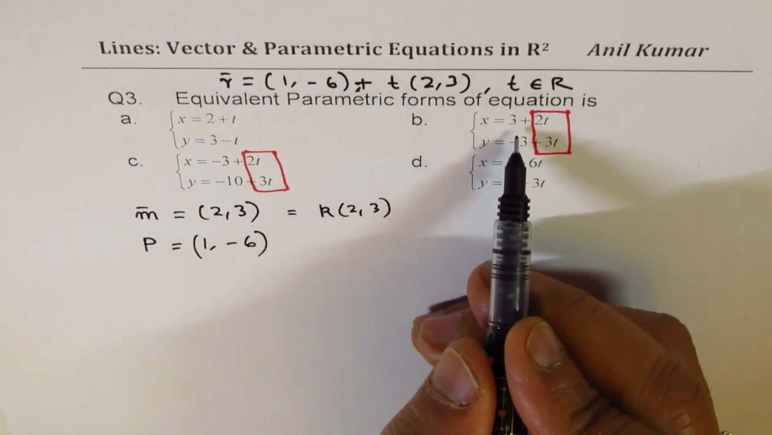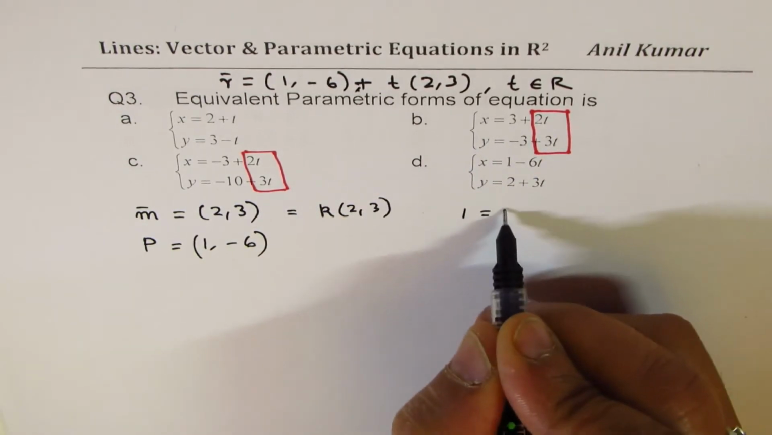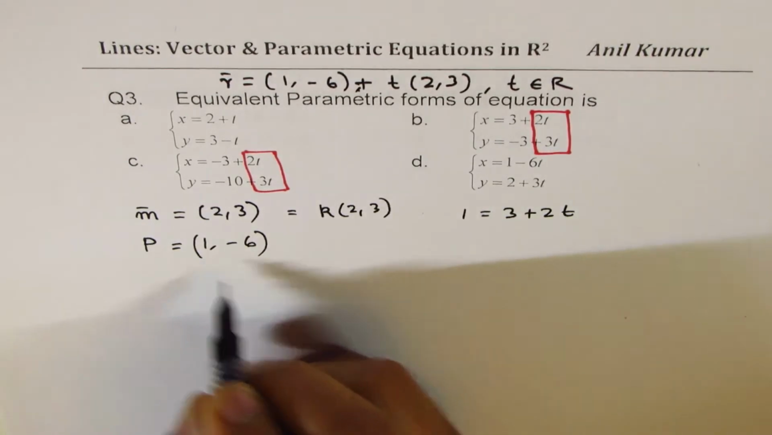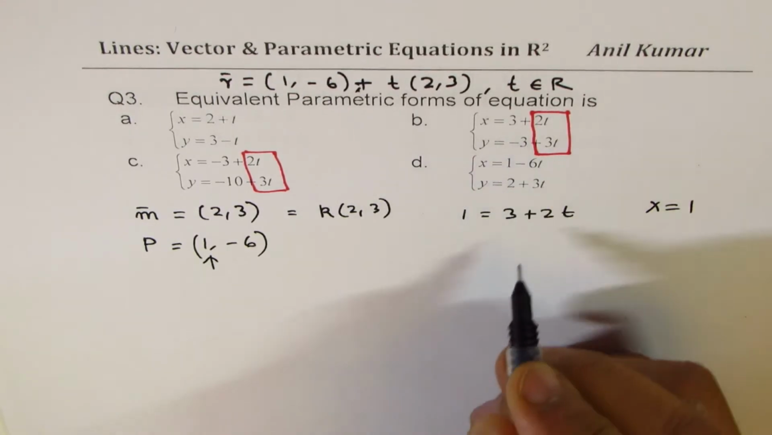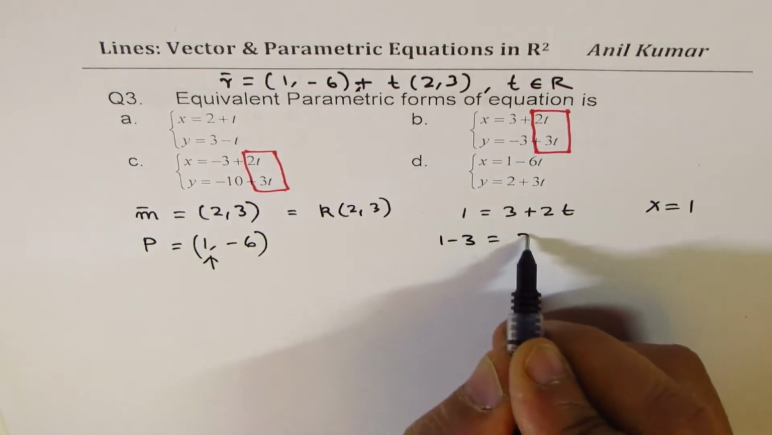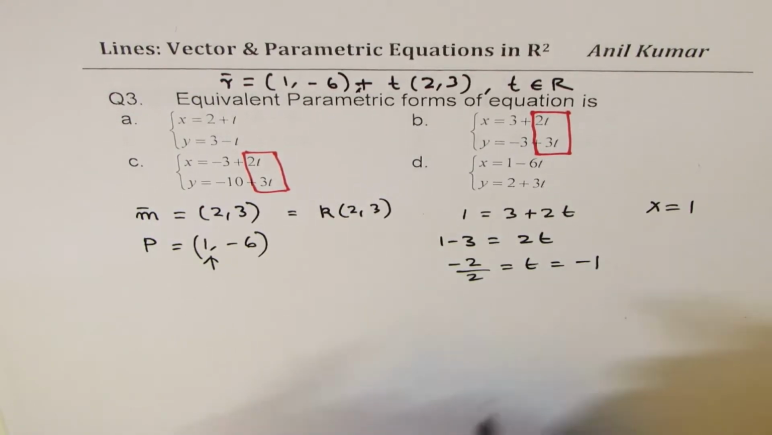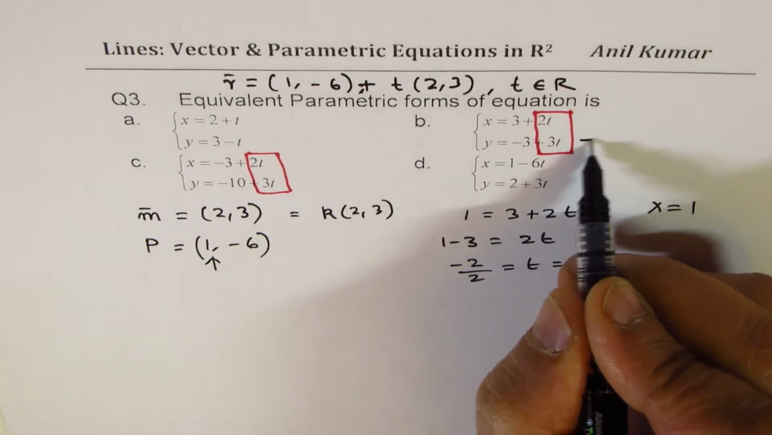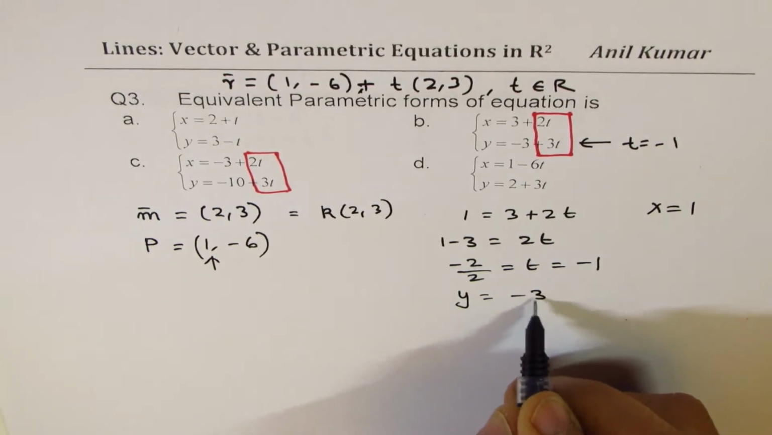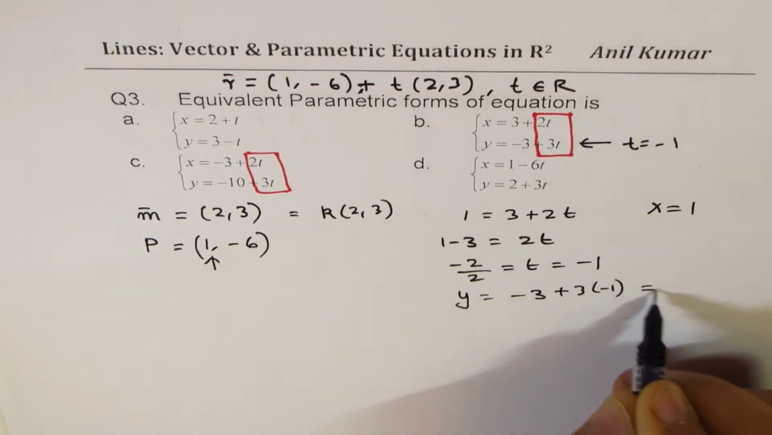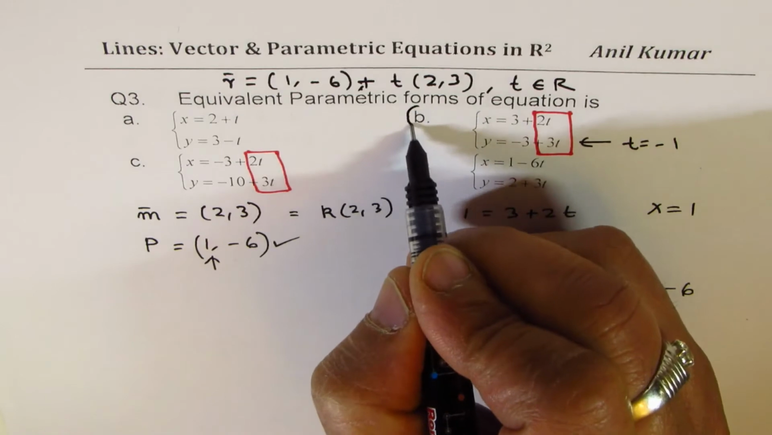Is it okay? So let's check this one here. If I write x equals 1, then I get 1 equals 3 plus 2t. So we are writing x equals 1, checking for the t value, to see if that is the correct value. So we get 1 minus 3 equals 2t. Minus 2 over 2 is t, which is minus 1. So if I substitute t equals minus 1, I get y equals minus 3 plus 3 times minus 1, which is minus 6. So that means this is correct. Yes, this definitely is correct.